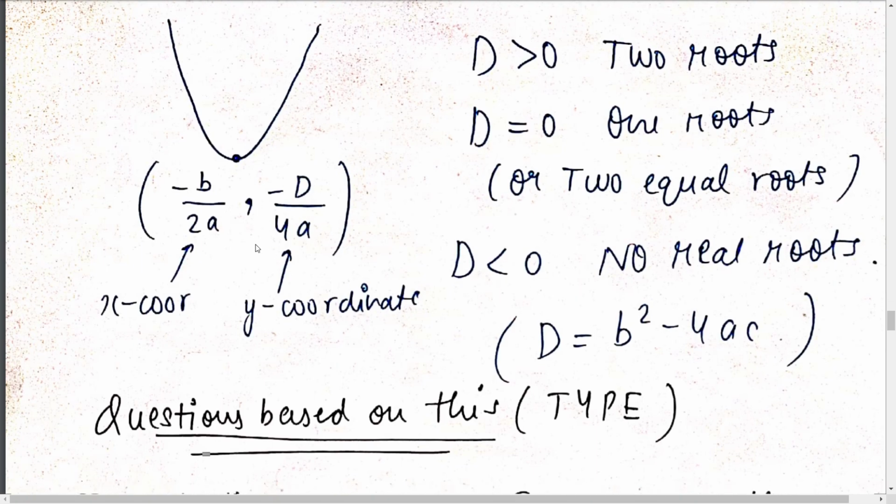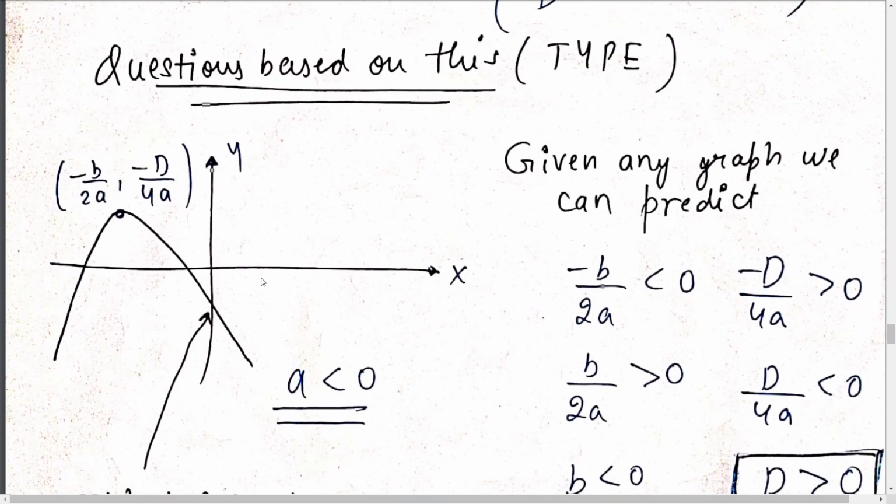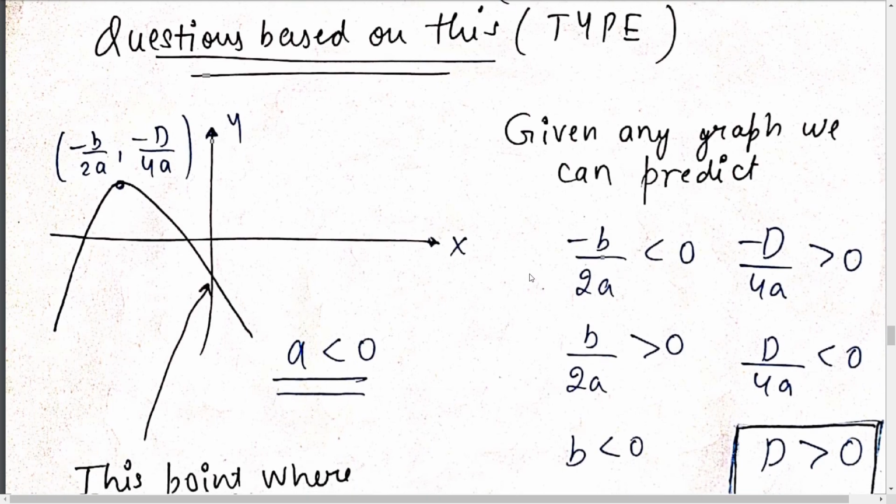Now a very famous question based on this type is, you will be given a graph, and you will be given its equation, so you will find its coordinates, because you will be given ax square plus bx plus c. You'll get the coordinates from minus b by 2a, minus d by 4a. Now since it's on the left side of the y-axis, the x coordinate will be less than 0 and the y coordinate will be greater than 0, because this point is above the x-axis. So given any graph, we can predict the signs of a, b, c.